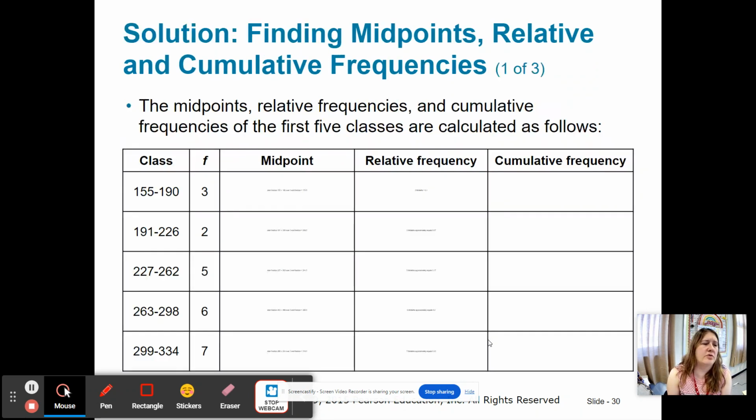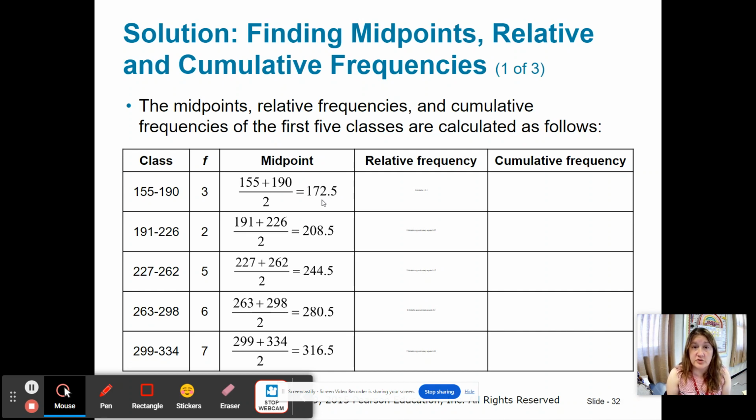Okay, so first thing is after we figure out our classes, class lower and upper limits and we count the values in the data, then let's fill out the rest of this table. Midpoints, we've got the formula for that. So 172.5, you can keep on adding 36 each time or do the individual formula every single time.